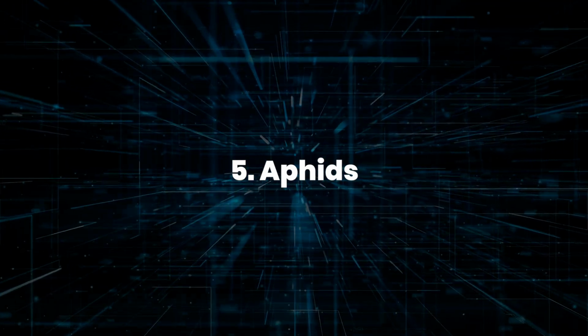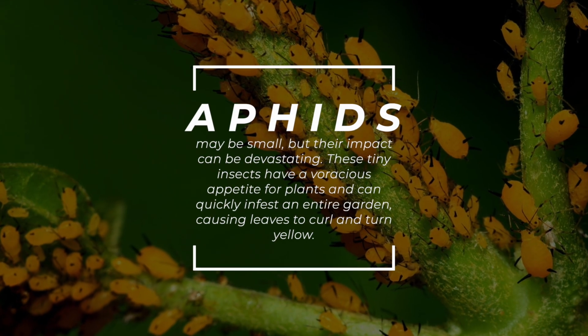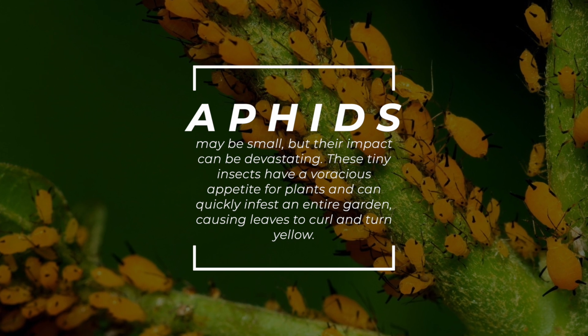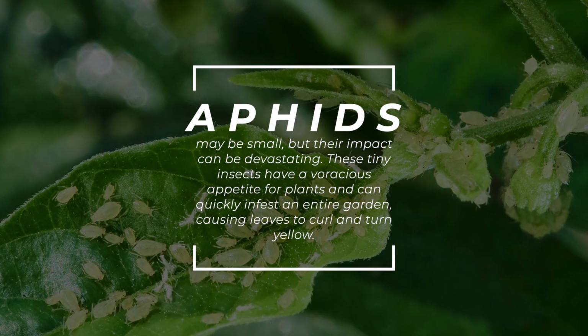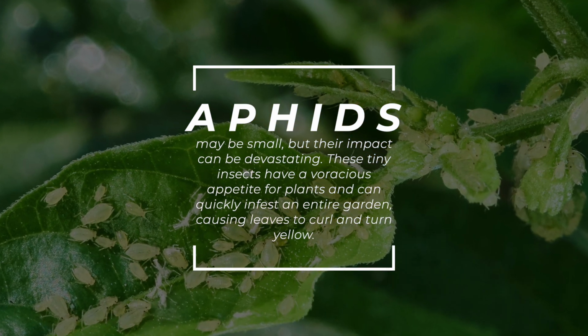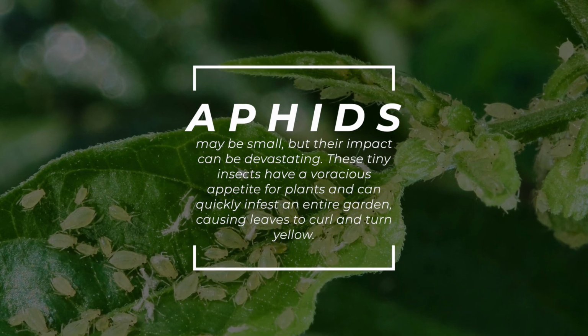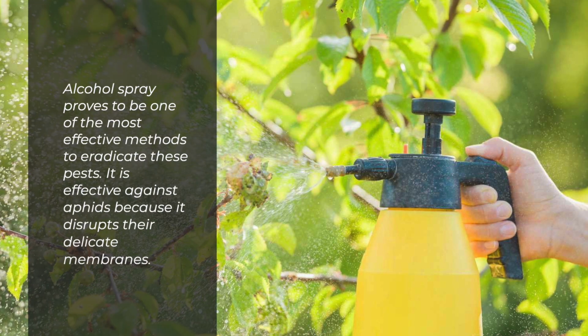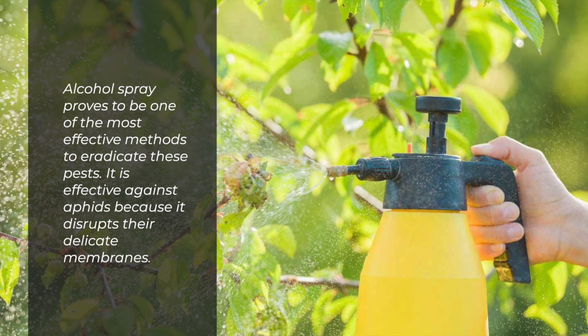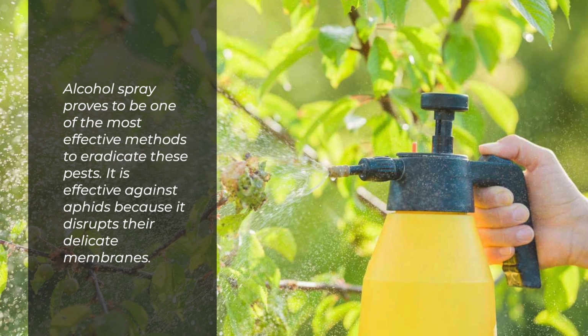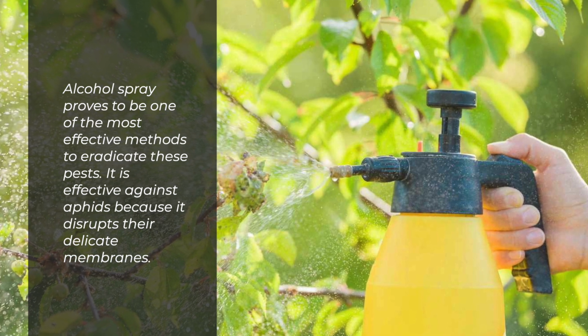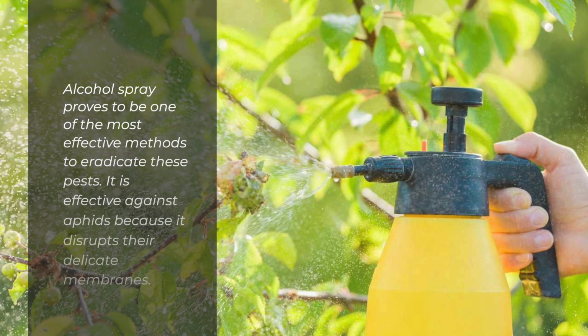5. Aphids. Aphids may be small, but their impact can be devastating. These tiny insects have a voracious appetite for plants and can quickly infest an entire garden, causing leaves to curl and turn yellow. Alcohol spray proves to be one of the most effective methods to eradicate these pests. It is effective against aphids because it disrupts their delicate membranes.